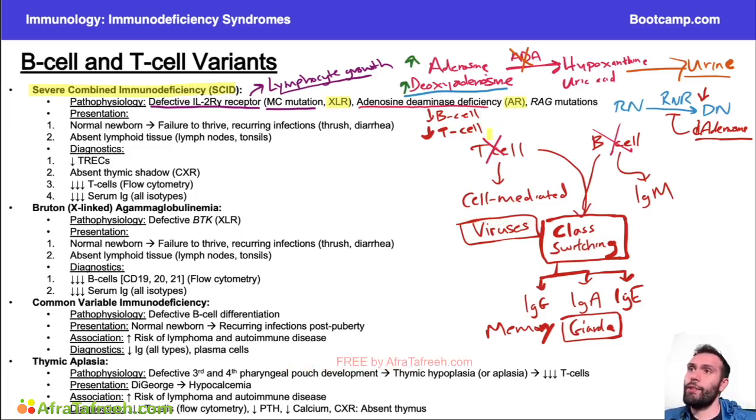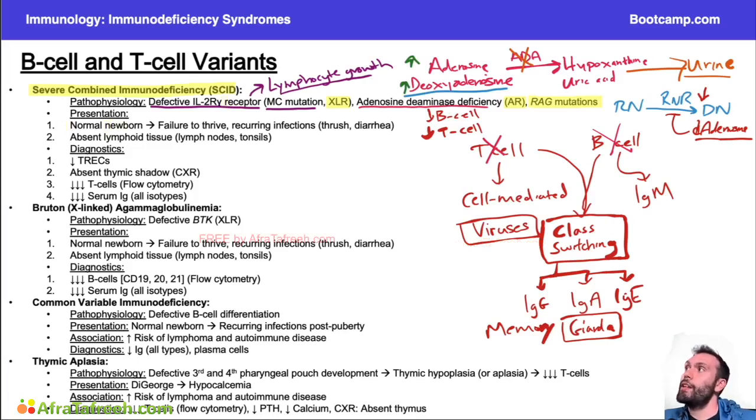Now, the last thing on here is RAG mutations. I'm not going to go into too much detail on this, but remember we talked about what the RAG gene does. It's the recombinase gene that allows you to shuffle some of the information in the cell so that we can produce different types of cells, all of that variation that we talked about. But again, these are the three classic causes. The two in particular to remember are a defective interleukin-2 receptor, the lymphocyte growth receptor, and adenosine deaminase deficiency.